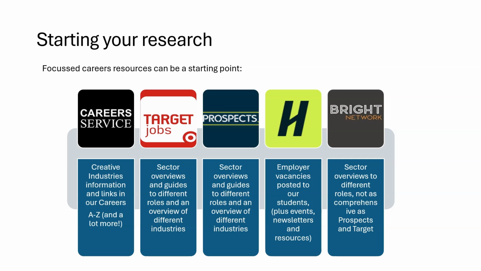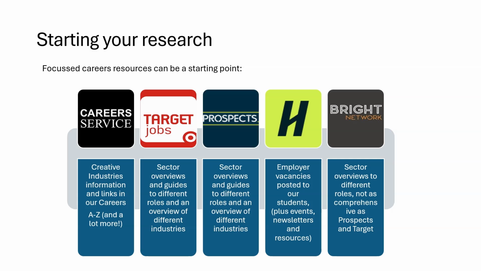Target Jobs and Prospects are quite similar sites. They both advertise graduate level roles. They both have sector overviews and guides to different roles and introductions to different industries. So they're a good starting point. We quite often use Prospects as a starting point because the role profiles are nice and detailed and consistent, and they offer lots of very useful information when you're trying to understand what goes on within a particular sector or within a particular job type. I'm going to be touching on that again in a moment.